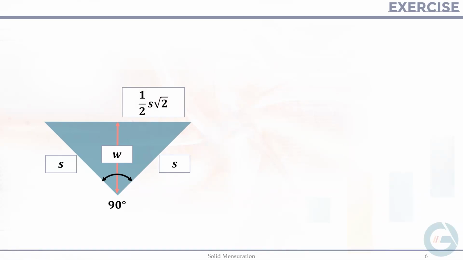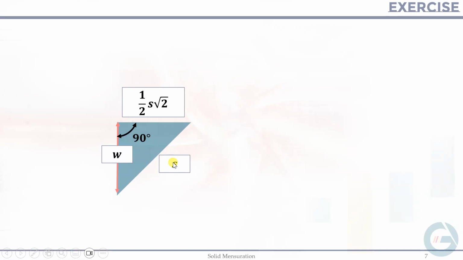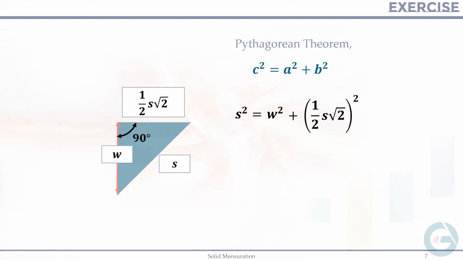So let's cut this triangle into another smaller triangle. This time, the 90 degrees will be this angle. This time, your S will be your hypotenuse and this side is either A or B. Let's apply the Pythagorean theorem. C squared equals A squared plus B squared. So your C is your S now, S squared equals, let's say your A is W, so W squared plus 1/2 S square root of 2 squared.